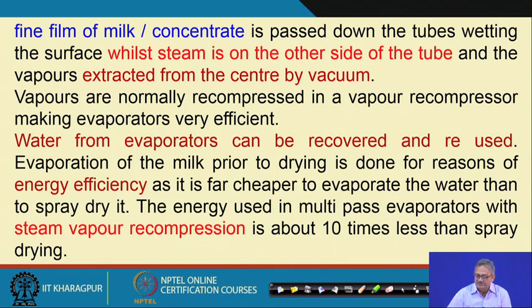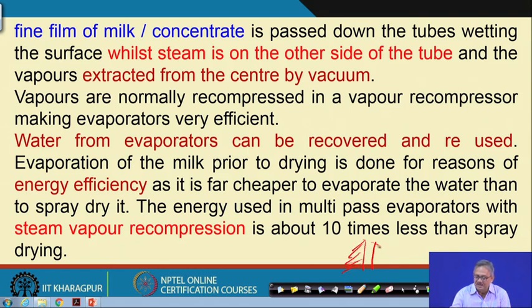Now imagine that you have this kind of calandria, say this is the tube, and in this you have milk film on one side and steam on the other side. So vapor is coming out, and this vapor is at very high temperature, maybe depending on the pressure, closer to 100 degrees, right? So if you can utilize this vapor, then the energy demand on the evaporator goes down. So this vapor is reutilized, and that is why it is called a recompressor, right? This is why the vapor recompressor makes the evaporator very efficient. So water from the evaporators can be recovered and reused.